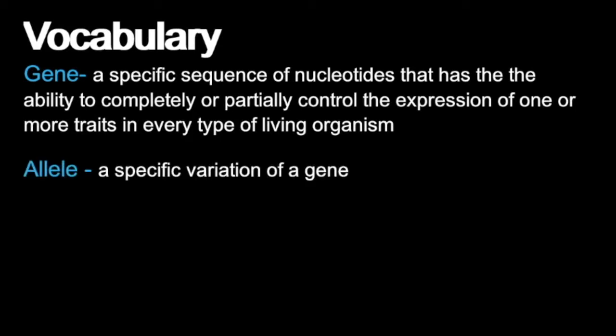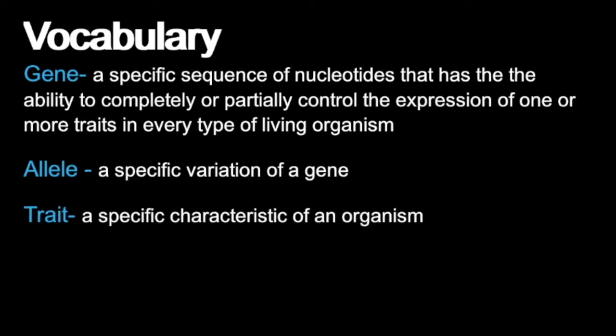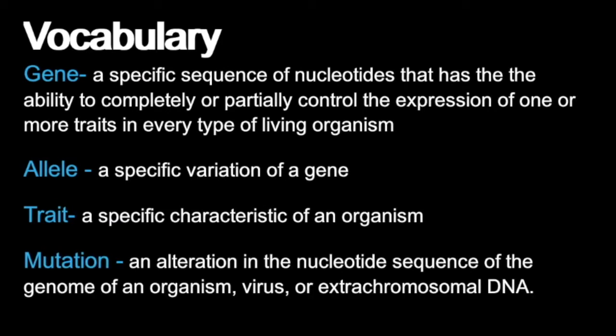An allele is a specific variation of a gene, like you can have an allele for brown eyes and an allele for blue eyes, but when someone looks at you, they will see your trait of brown eyes. Each human has two alleles of a specific gene. A mutation is an alteration in the nucleotide sequence of the genome of an organism. Mutations can go from being banal and ineffective to causing cancer.